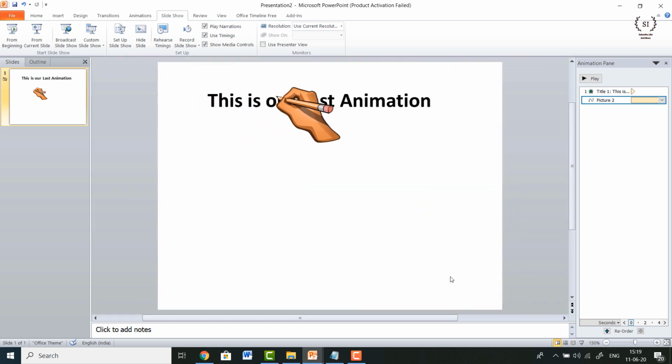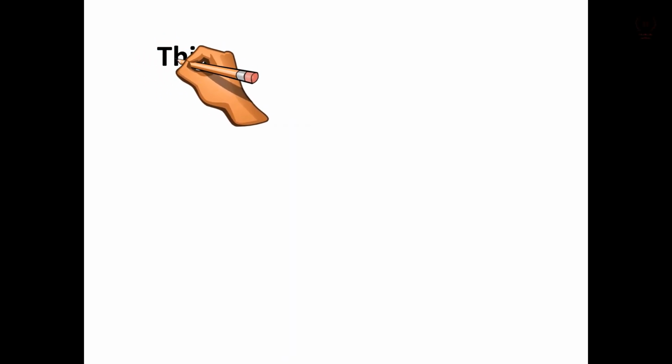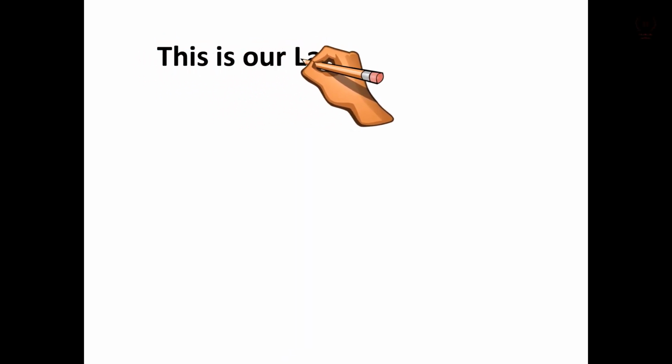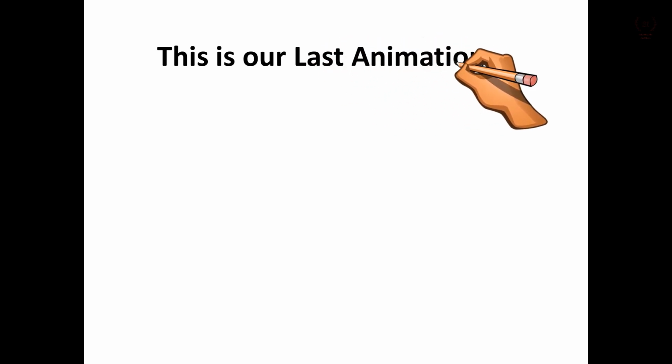So now you can see that the hand is taking a longer time to complete its animation. Now let's play it and check how it looks. It's a lot better than the previous animation, no doubt about it, but still we need to do a lot of refinement to it. How to do so?